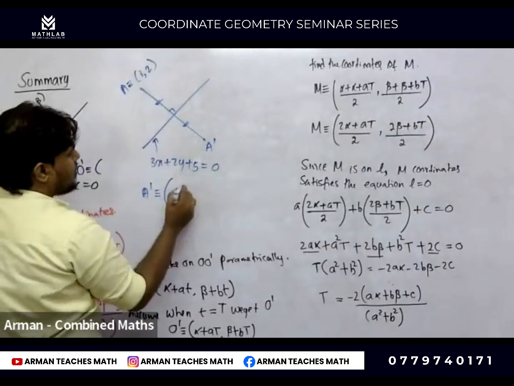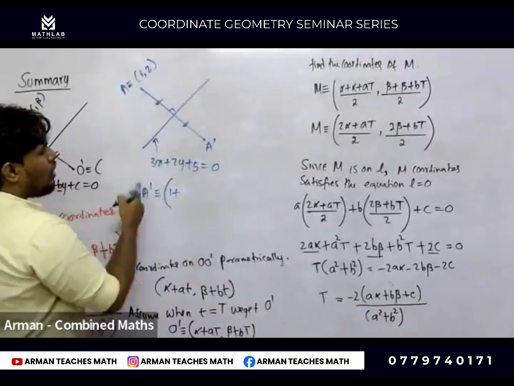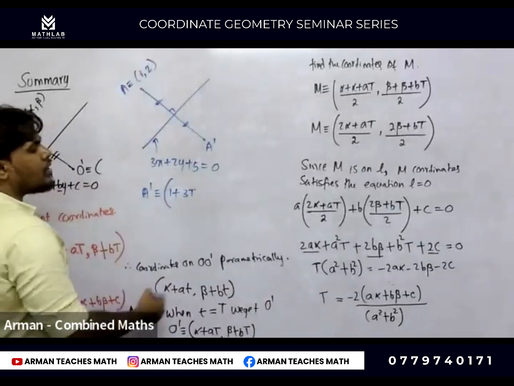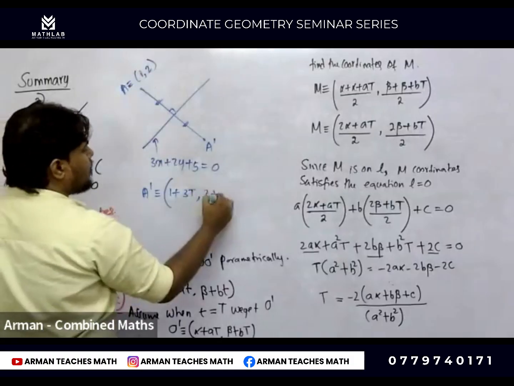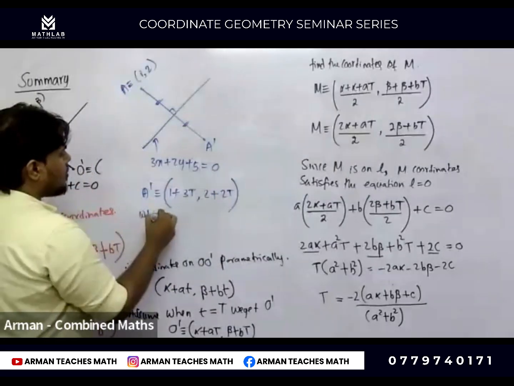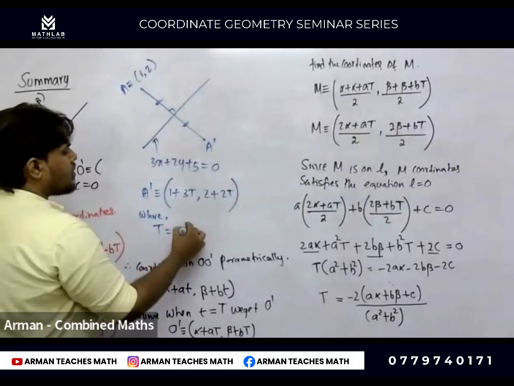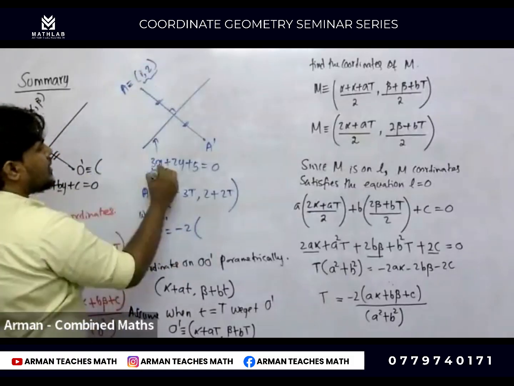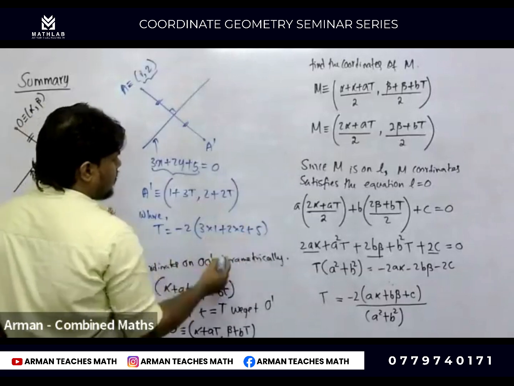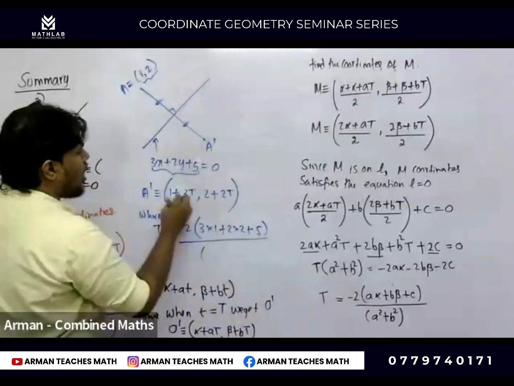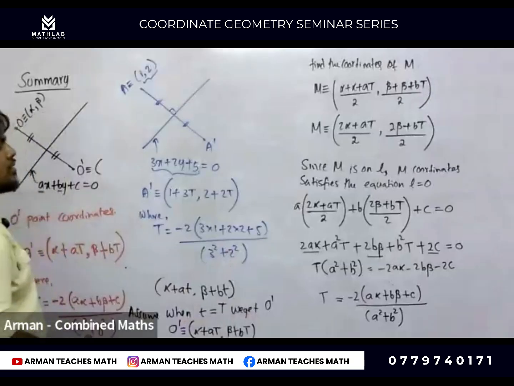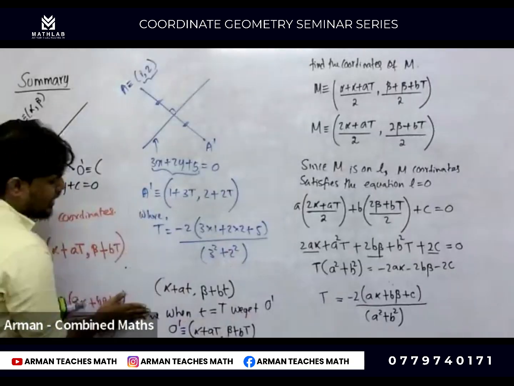This one's x coordinate plus the coefficient of x of this straight line: 1 plus 3 times capital T, comma, this one's y coordinate plus 2 times capital T, where capital T is equals to minus 2 times, substitute these coordinates in this: 3 times 1 plus 2 times 2 minus 5, divided by the square of this x term and the square of this y term, 3 squared plus 2 squared. Simplify and get the t value from this and substitute in this, you get A dash.